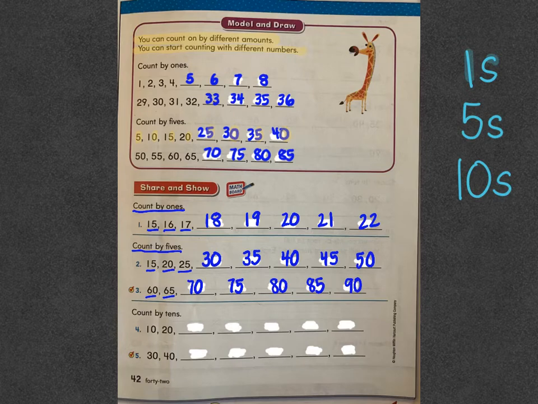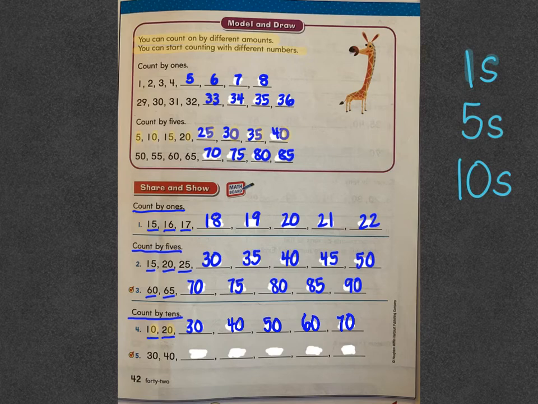And now these last two tell us to count by 10s. When we count by tens, each number that we write will end in a 0. That means there will be a 0 in the ones place. Ready? 10, 20, 30, 40, 50, 60, 70.